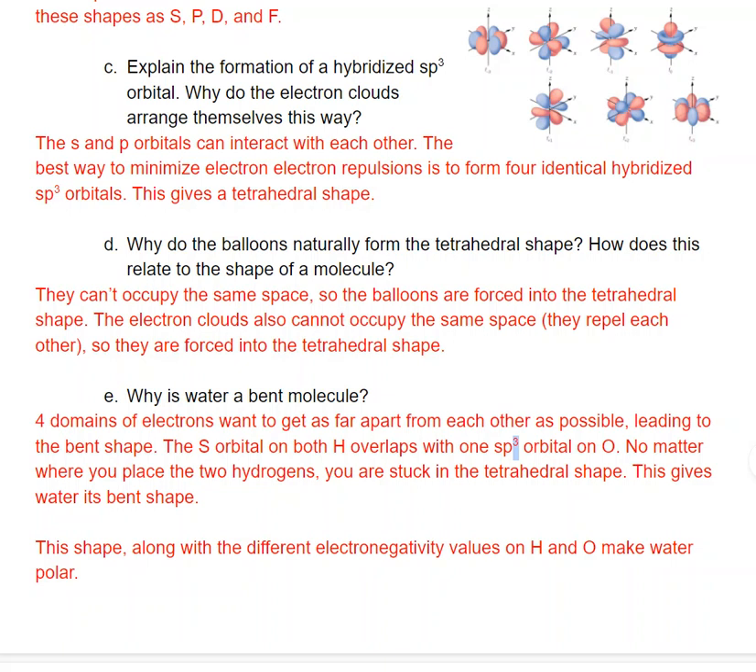So this shape, along with the differing electronegativity values of hydrogen and oxygen, are what make water polar. If water was a linear molecule, like you might predict based on the Lewis structure alone, then we wouldn't have the polarity. It would be a bit like carbon dioxide, where the positive and negative charges, the partial charges, just end up adding up to 0.